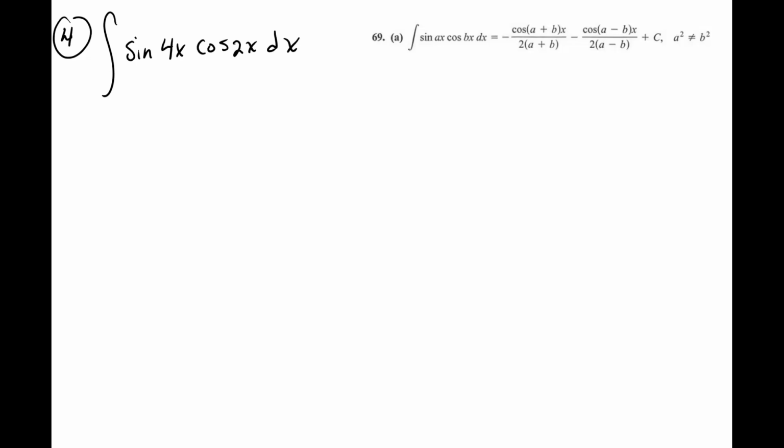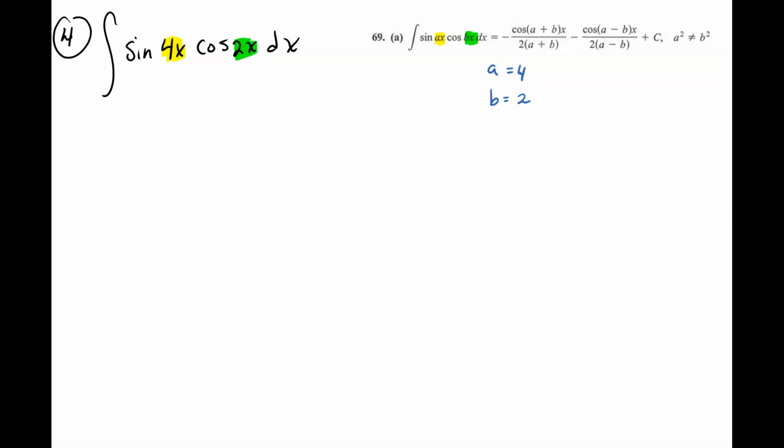All right, so let's go ahead and take a look at this one. This is one for a sine of AX cosine BX, and we're going to match everything up here. So the AX corresponds to this 4x here in our sine function, and this BX corresponds to this 2x here in our cosine function. So let's go ahead and jot that down. A is going to be 4, and B is going to be 2. All right, A equals 4, B equals 2.